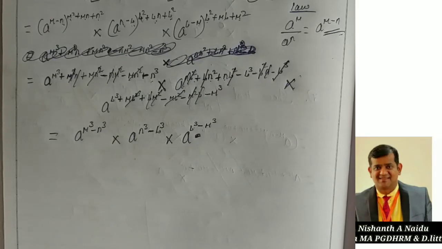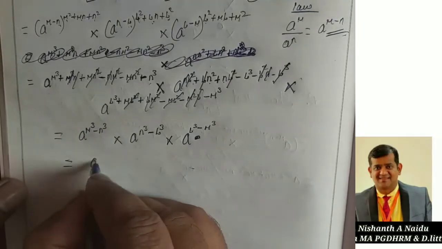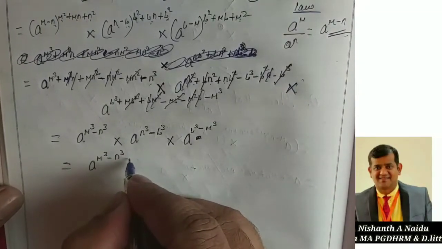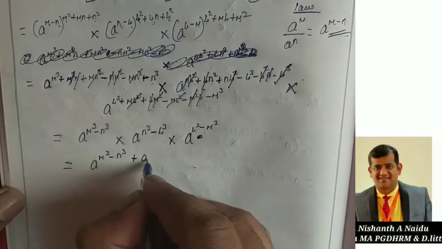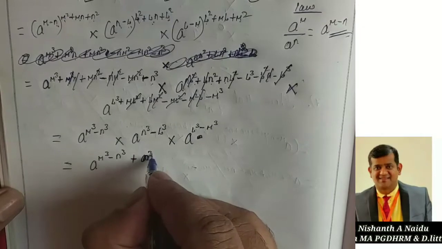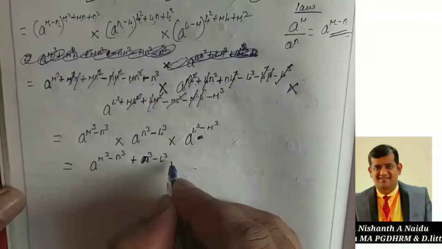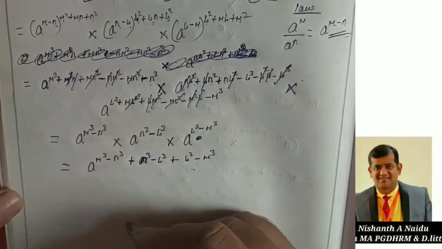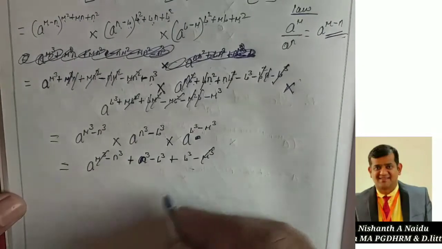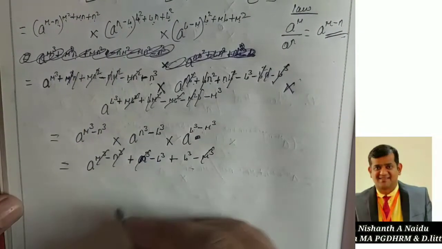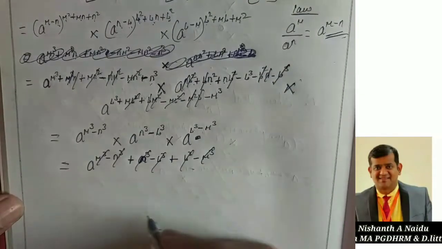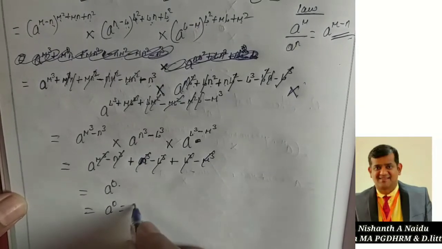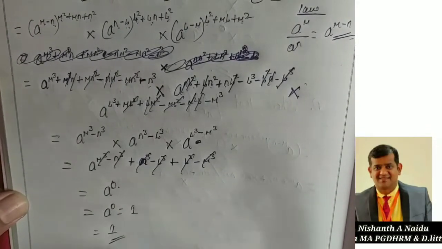So let us add the powers. So that becomes a to the power m to the power 3 minus n to the power 3 plus a to the power n to the power 3 minus l to the power 3 plus l to the power 3 minus m to the power 3. So here plus m minus m get cancelled, minus n plus n get cancelled, minus l plus l get cancelled. So that is equals a to the power 0. So a to the power 0 is always equals to 1. So the ultimate answer is 1.